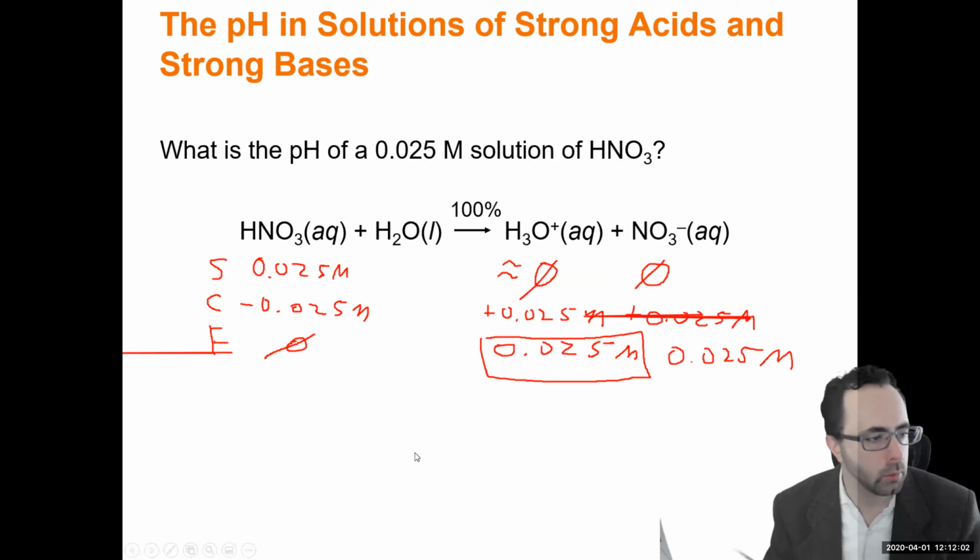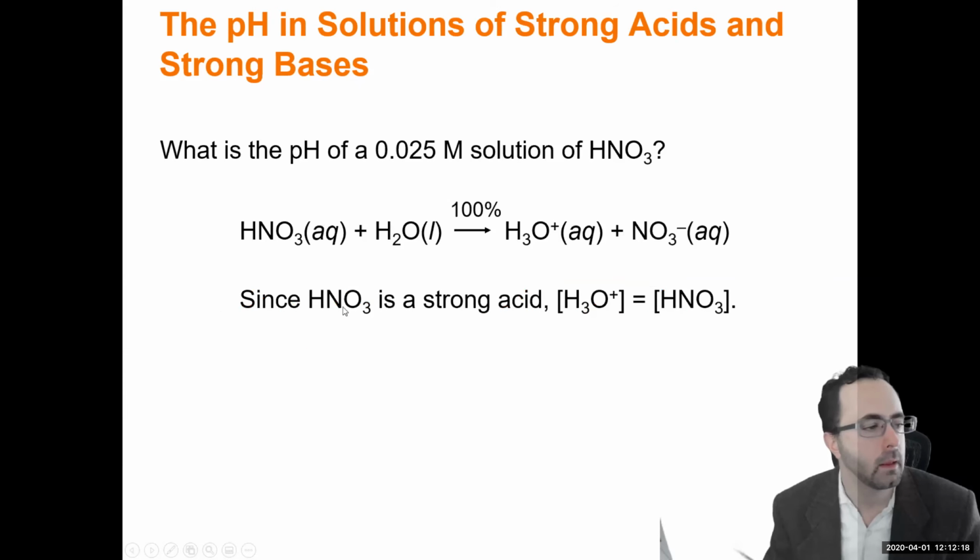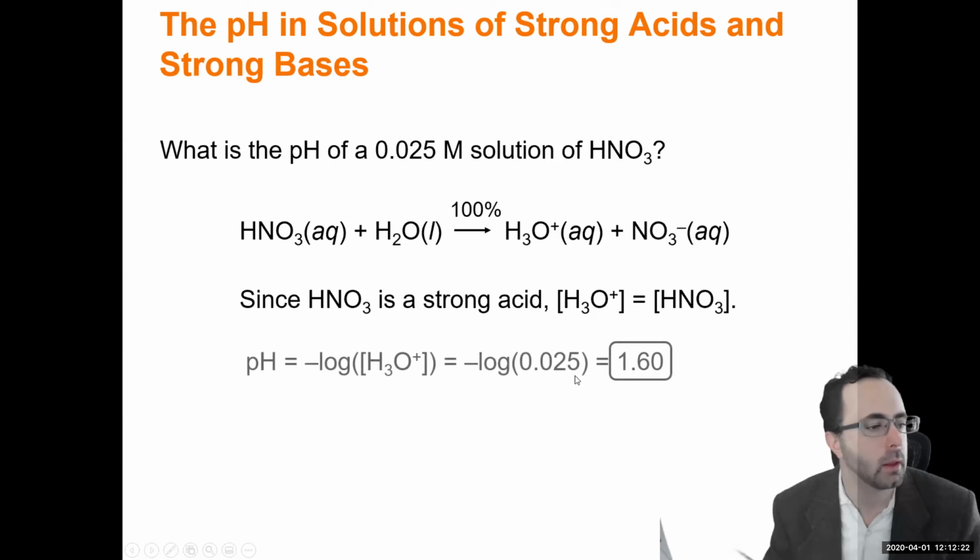The way I'm going to represent that is I'm just going to say that since nitric acid is a strong acid, it's going to completely dissociate, and the concentration of hydronium will be equal to the initial concentration of the nitric acid. It will be 0.025. And to get the pH, we take the negative log of that concentration, 0.025.